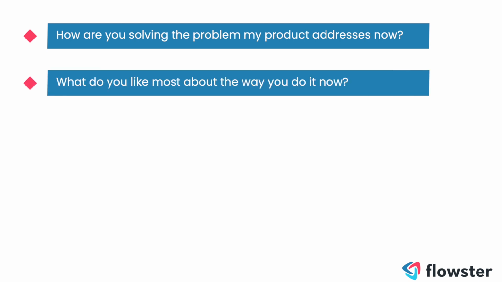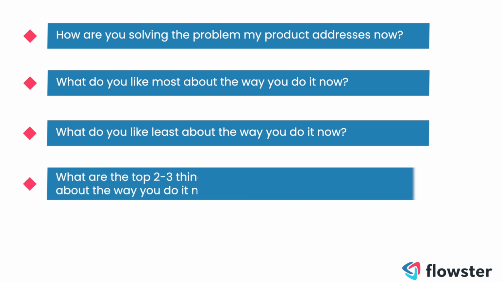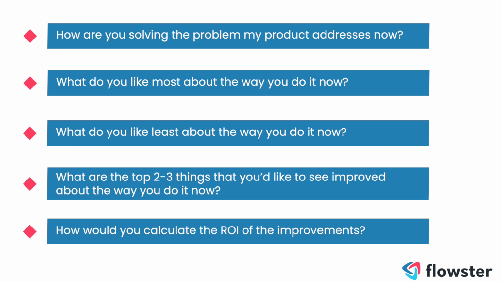What do you like most about the way you're doing it now? What do you like least about the way that you're doing it now? And then what are the top 2 to 3 things that you'd love to improve right now? And then how would you calculate the ROI of those improvements?